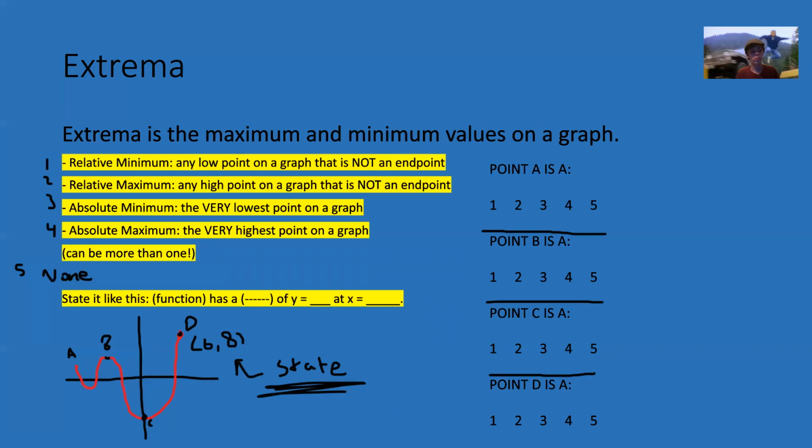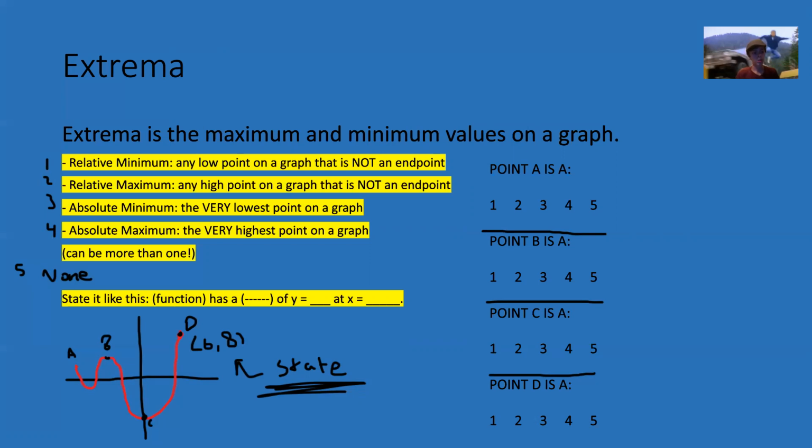Absolute minimum is the very lowest point on the graph, and absolute maximum is the very highest. And it can be an endpoint, it can be anything. There can be more than one. Sometimes a relative minimum is also the absolute minimum, because if it's not an endpoint, then it could be a relative minimum, but if it's the lowest, it's also an absolute minimum.